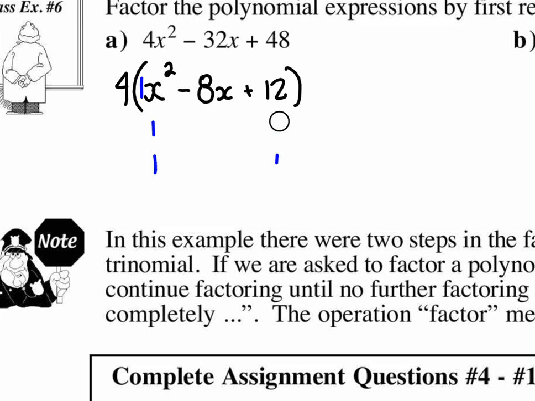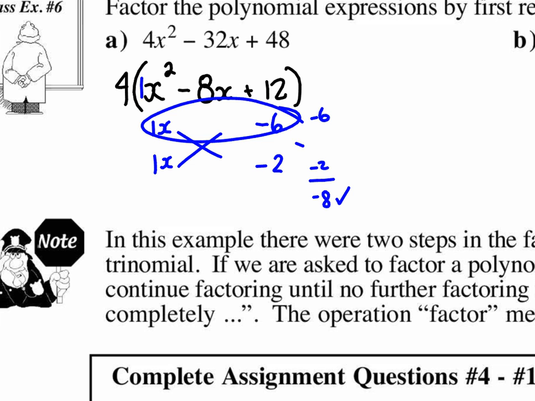How about 6 and 2? What would we have to do with our signs? Both negative. So now we have negative 2 and negative 6. Does that add to negative 8? Yes. Put in our variables, and there's our answer. So x minus 6, x minus 2.